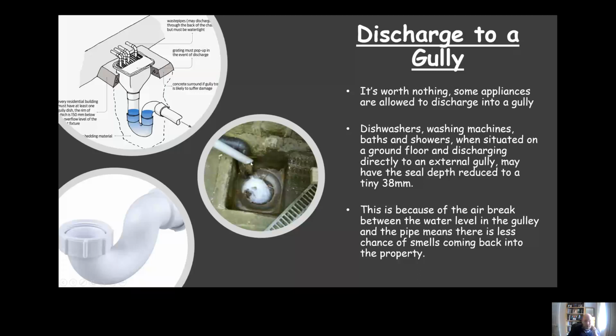So there's not a massive likelihood of smells coming back up through the pipework, which actually means that dishwashers, washing machines, baths and showers, if they do discharge into a gully, can have a depth of seal reduced to 38mm, only 38mm.